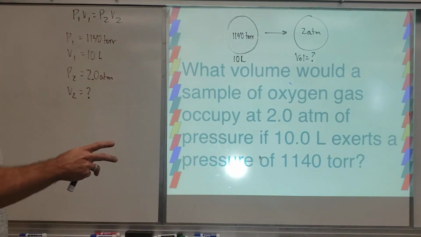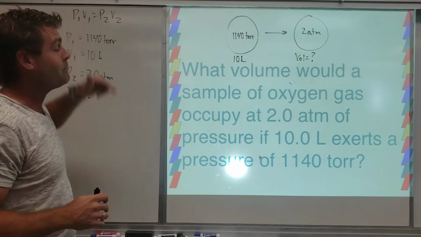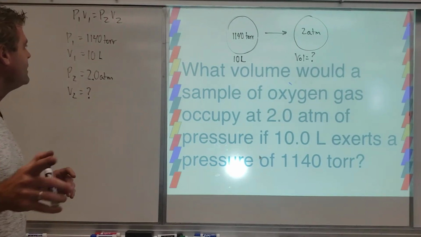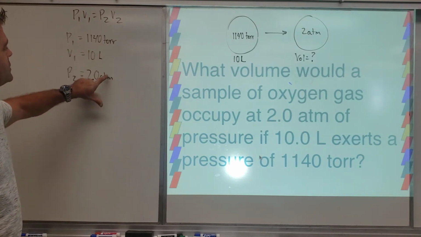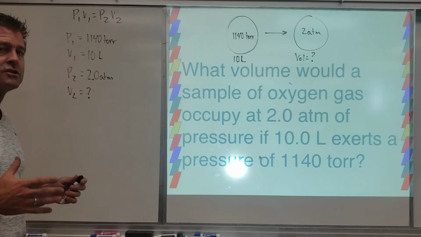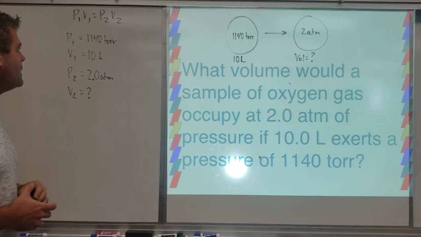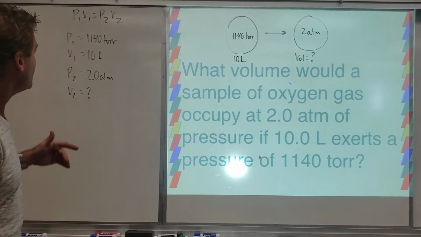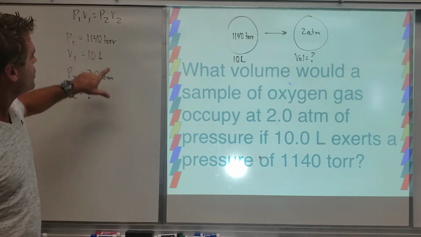Now I'm hoping you guys see that there's something we've got to do before we plug values in. Something looks kind of off: our pressure units are in different units. What you have to first do is make sure the factors are in the same units. So you're either going to convert ATM to torr or torr to ATM.